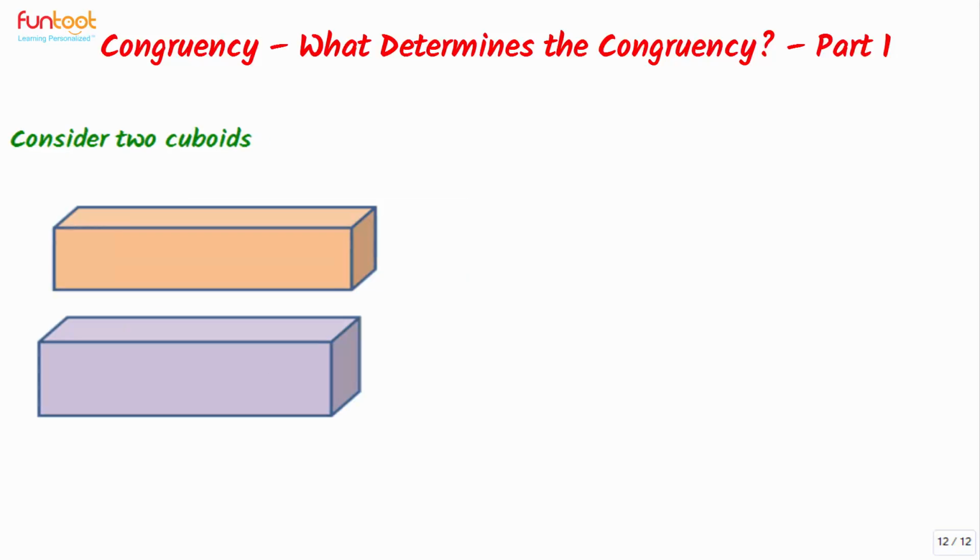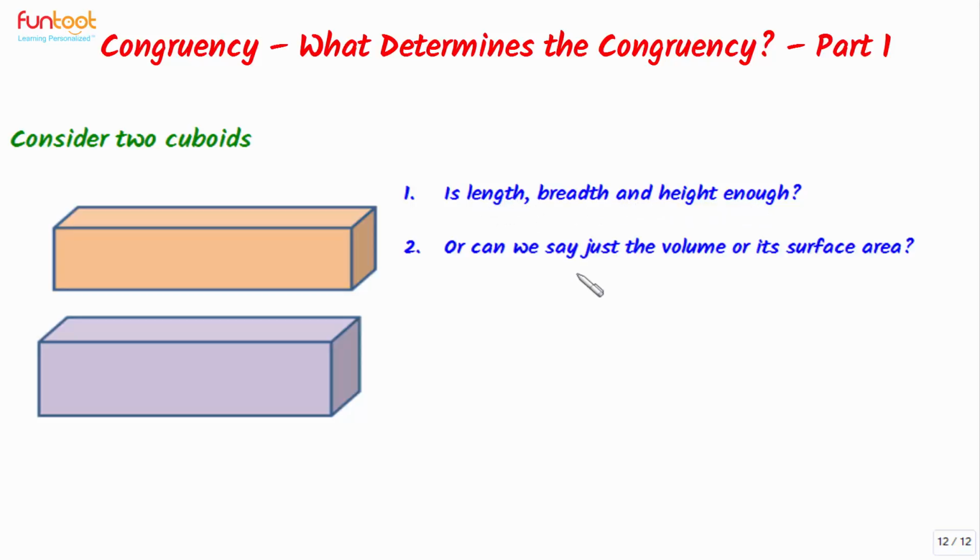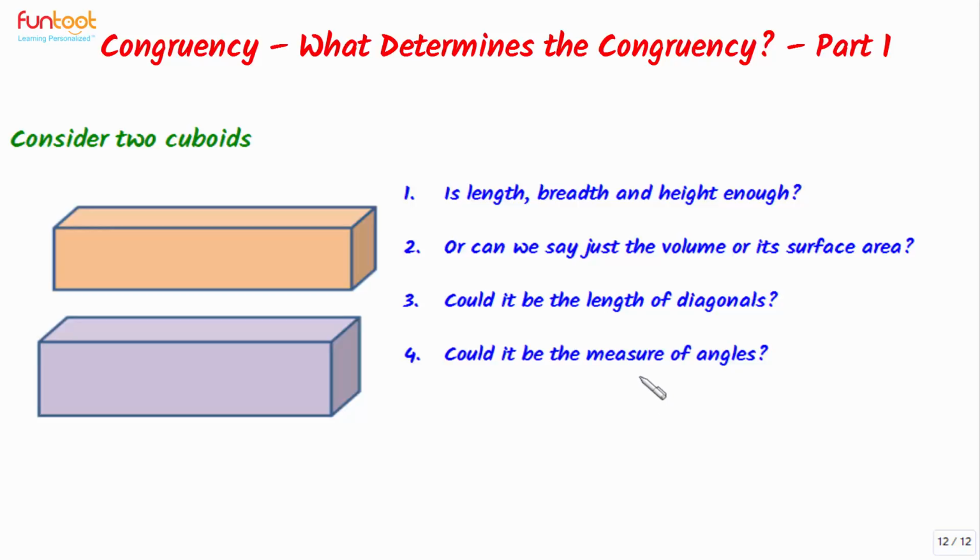What kind of measurements or dimensions determine the size of a cuboid? Is length, breadth and height enough? Or can we say just the volume or its surface area? Could it be the length of diagonals? Could it be the measure of angles? Should we say the faces of the cuboid must be parallel?